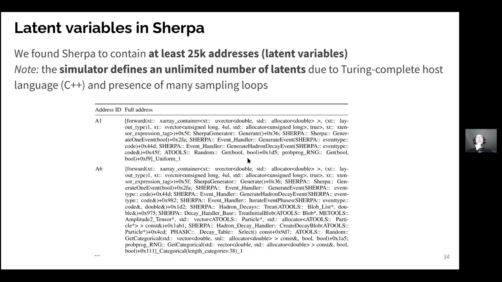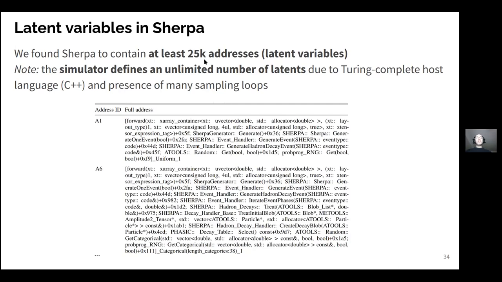When we took the Sherpa simulator and ran it for some time, we discovered around 25,000 such addresses. So 25,000 unique random samples that can happen in the simulator. And we are saying at least, because this is completely open-ended. Because it's in C++, we don't really know the number of latent variables in the simulator. This is what we encountered after running it millions and millions of times. And the number keeps increasing. Maybe it's asymptotically increasing towards some upper limit, but theoretically it's unbounded. There are an infinite number of latents in a simulator that is implemented in a Turing-complete language. But this is a detail.